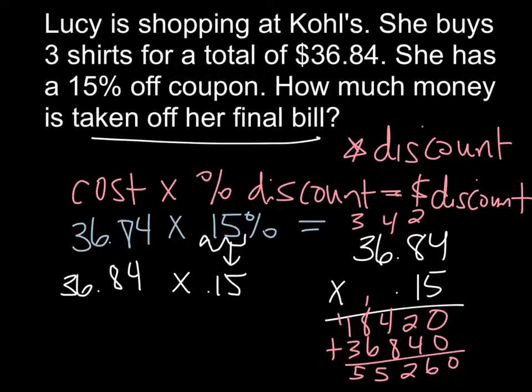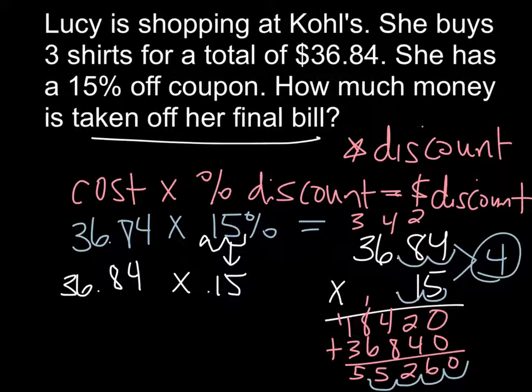55260. So now I have to figure out how many spaces do I have to move the decimal point in my answer. Well, I have 2 decimal spaces in my first number, 2 decimal spaces in my second number, which gives me a total of 4 decimal spaces. So I'm going to go ahead and put my decimal point at the end of my whole number right now, and then move it in 1, 2, 3, 4, and I get a decimal of 5.5260.